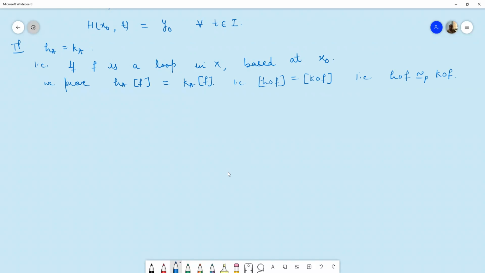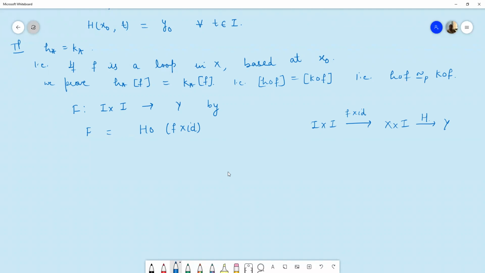Now we can see that we define the mapping F from I cross I to Y by F equals H circle (f cross identity), because we need a mapping from I cross I to Y to prove H circle f and K circle f are homotopic. So we have a mapping capital H from X cross I to Y. Then we define this composition: I cross I to X cross I, given by f cross identity, where f is from I to X and identity is from I to I, and then X cross I to Y by capital H. We take the composition of these two mappings as our capital F, and then we will prove this capital F is a homotopy between H circle f and K circle f.